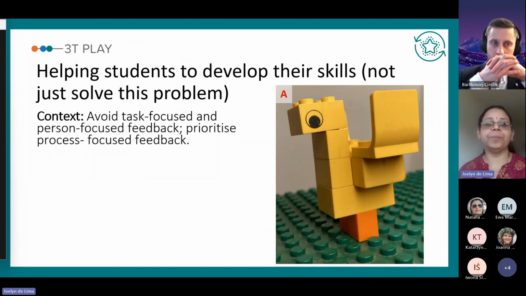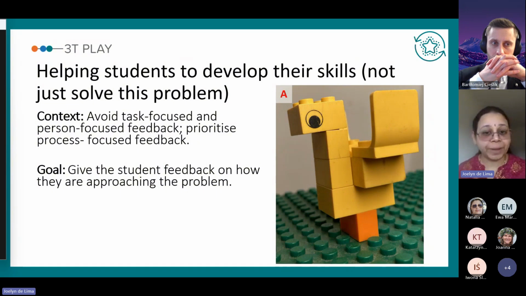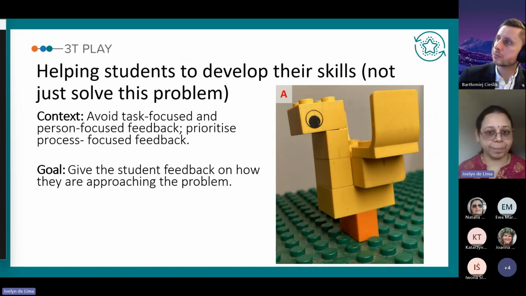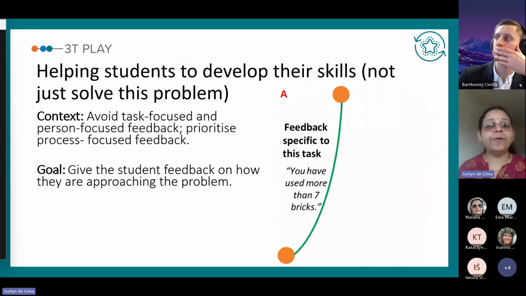So again, we're talking about my student A and the duck that they have built. And I want to give them feedback on how they are approaching the problem, not just how they have worked on this one problem. And so if I tell them you have used more than 7 bricks, that is not very useful feedback next time when they might have to build an elephant, which might require them to build it with 30 bricks. And if they're only thinking about 7 bricks, that's not going to be very useful.